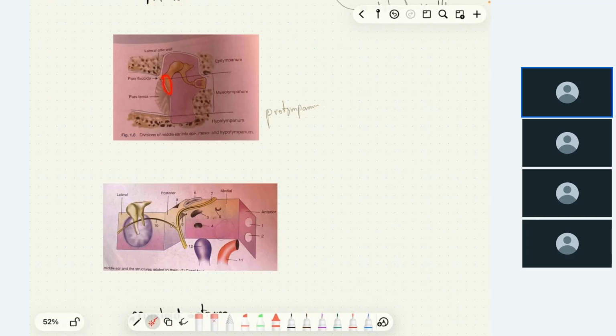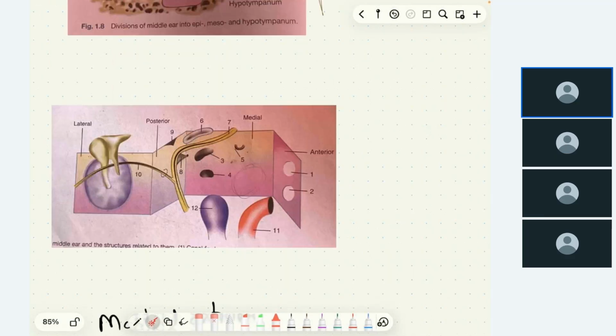What about the posterior wall? The posterior wall lies close to the mastoid air cells. We all know that it presents a bony projection called the pyramid, at the summit of which appears the stapedial tendon, which attaches to the stapes and is responsible for the stapedial reflex and protection of our inner ear. We'll discuss the stapedial reflex afterwards.